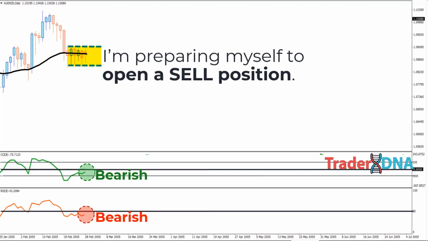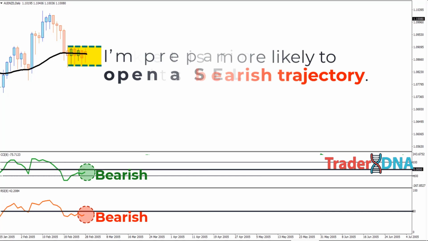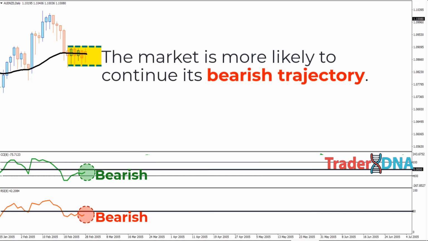However, remain cautious and aware of the possibility that the market could suddenly reverse and become bullish. Such a shift would be signaled by the CCI line rising above 100 and the RSI moving back above the 50 level. Despite this potential reversal, the current conditions of the CCI and RSI strongly suggest that the market is more likely to continue its bearish trajectory.